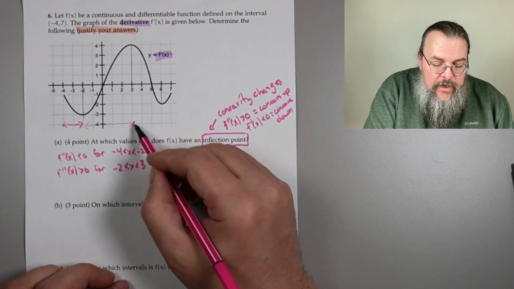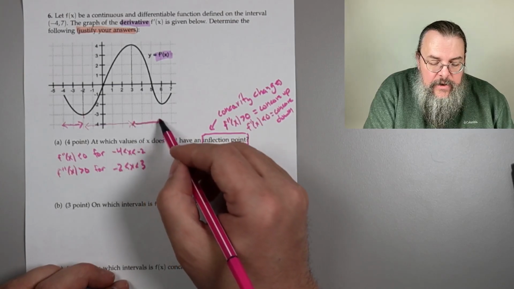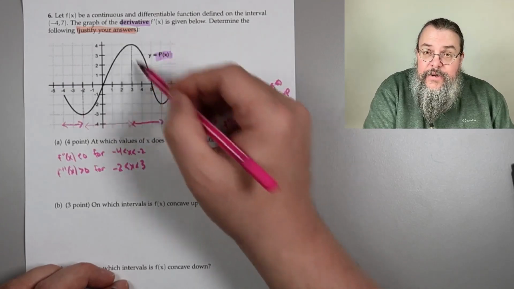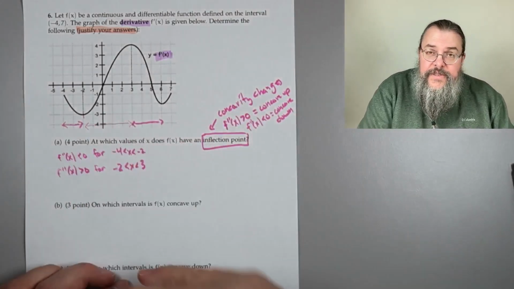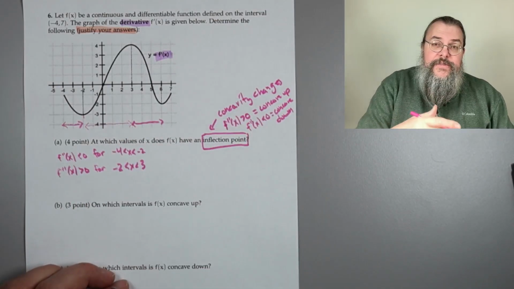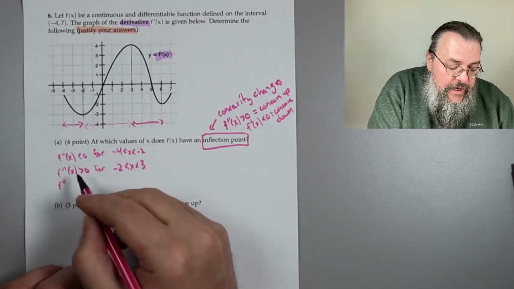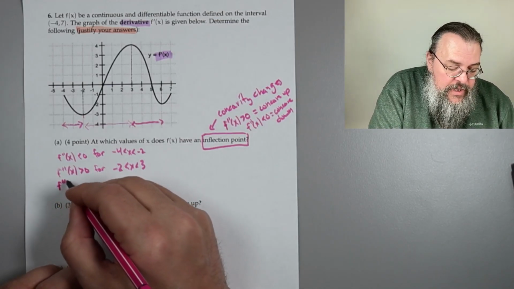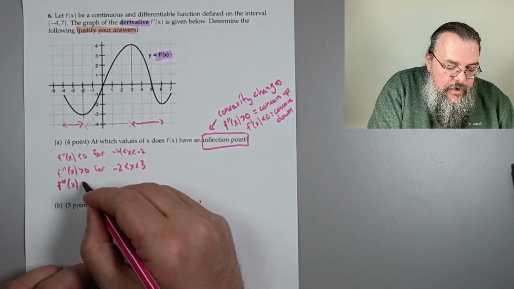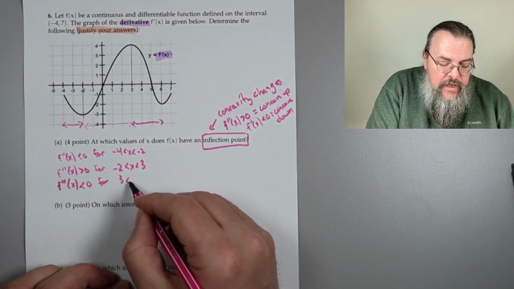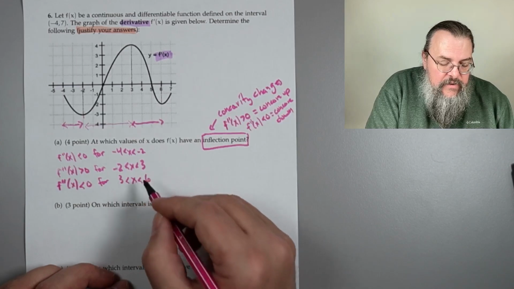And, well, okay, we keep going. And, okay, see how the derivative goes down? That says our second derivative is negative. So wherever the derivative is going up, second derivative is positive. Wherever the derivative is going down, second derivative is negative. So f double prime of x is less than 0, and that's for 3 less than x less than 6.